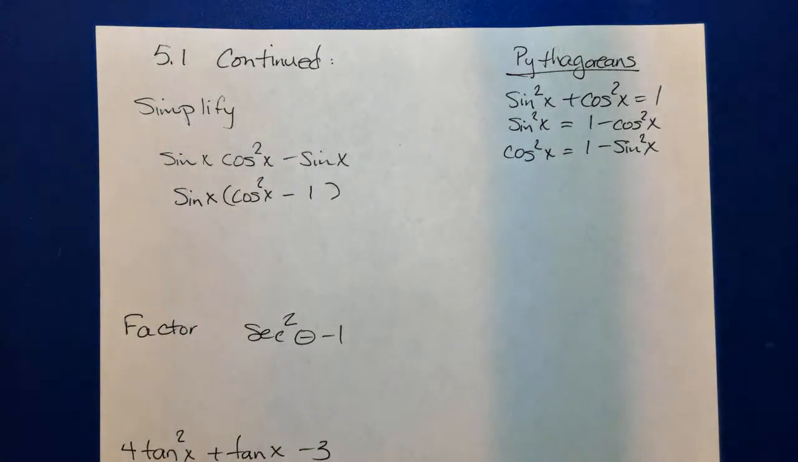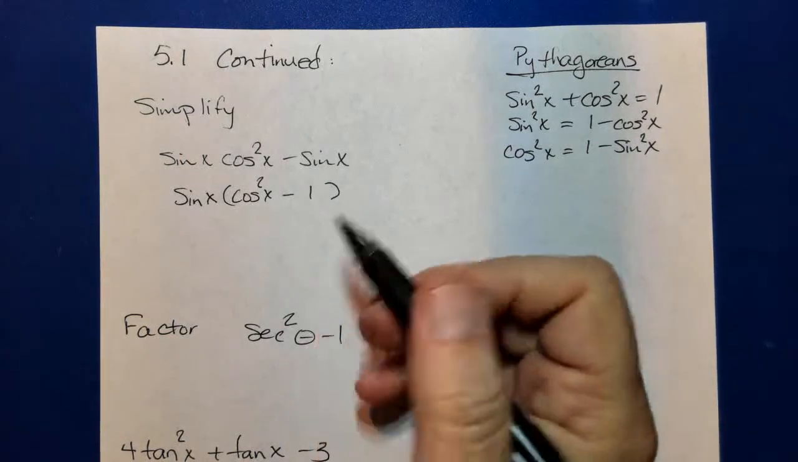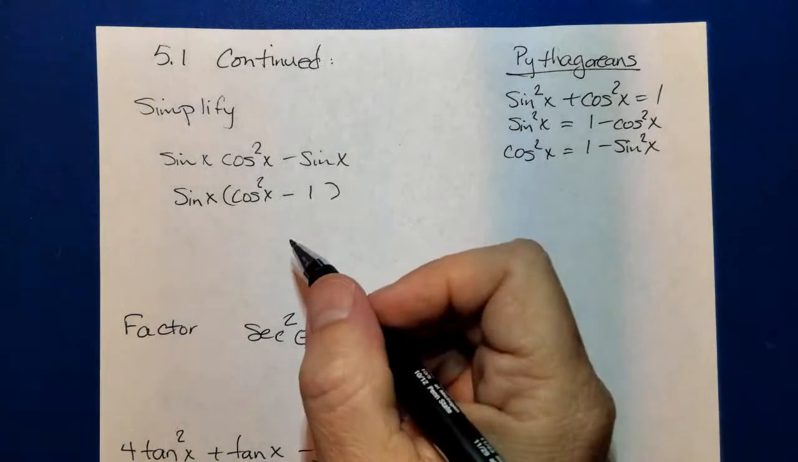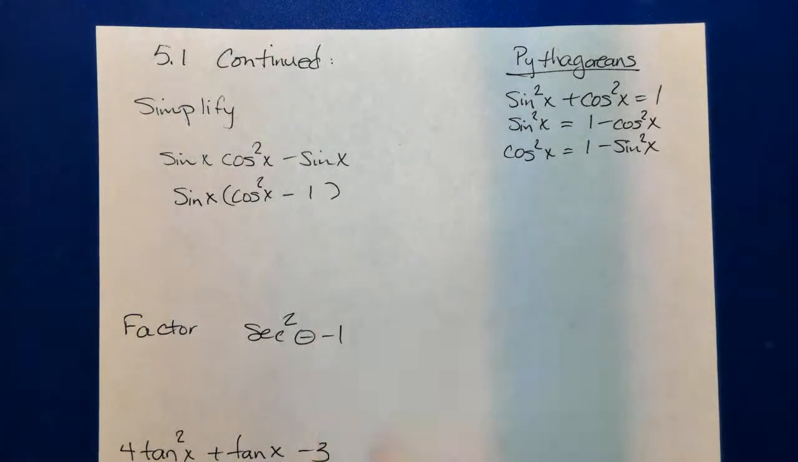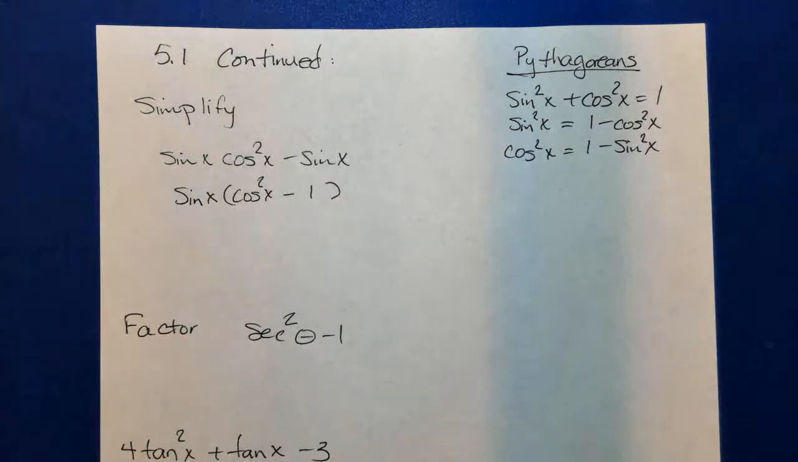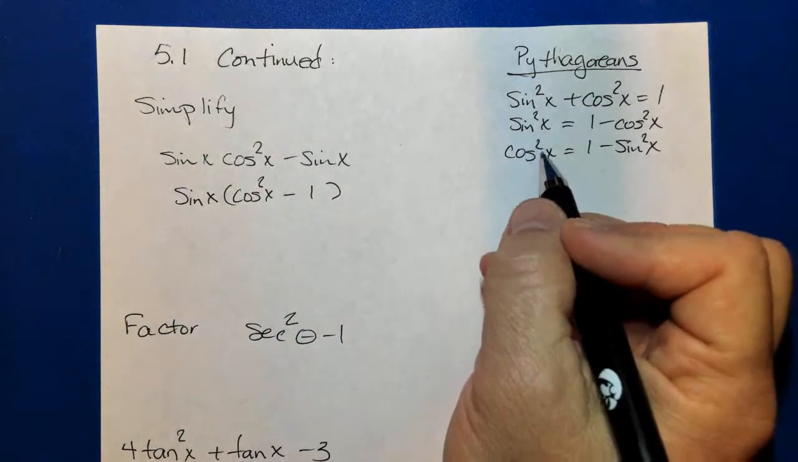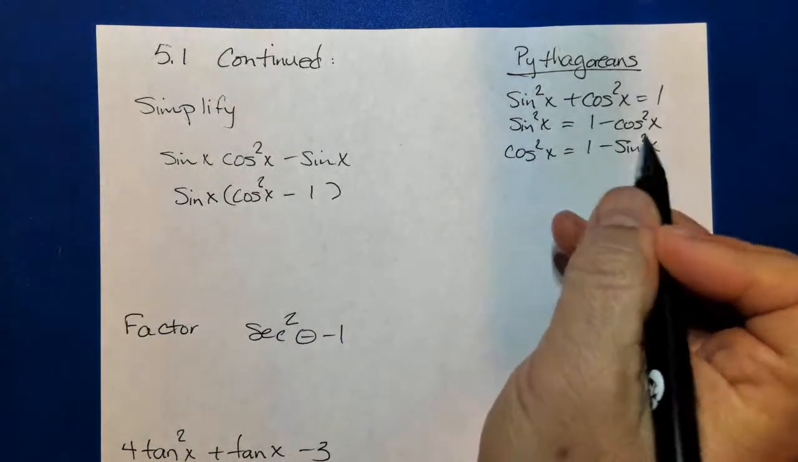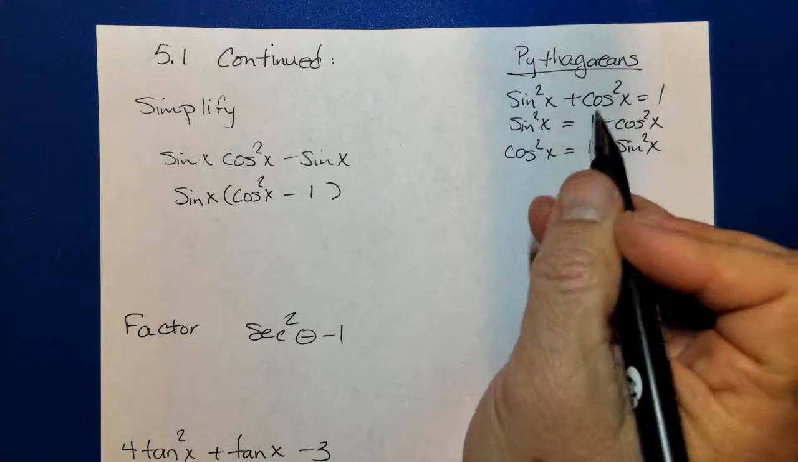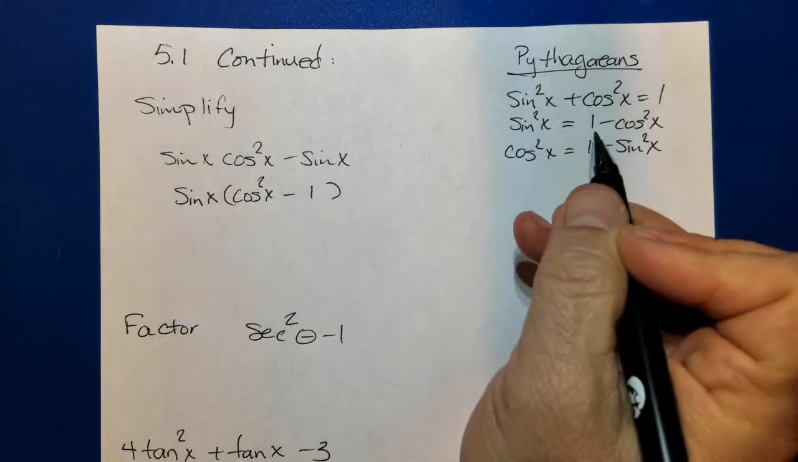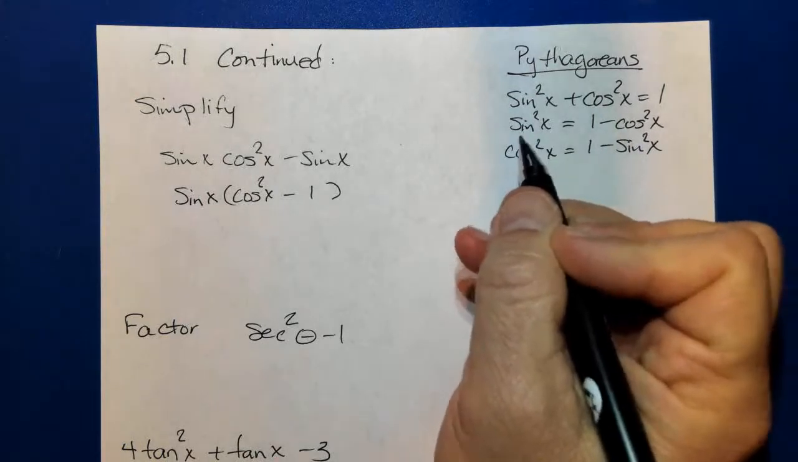So we have to ask ourselves, are we done? Can we simplify this more? And the answer is we can definitely simplify this more. There are a couple different ways. One way would be to use a Pythagorean identity and say, hey, I remember seeing 1 minus cosine squared, and that's equal to sine squared.